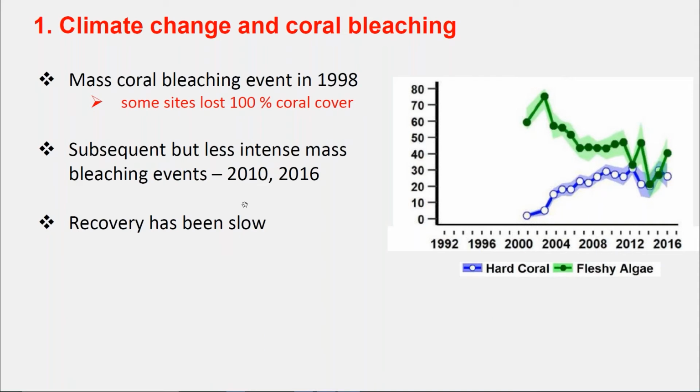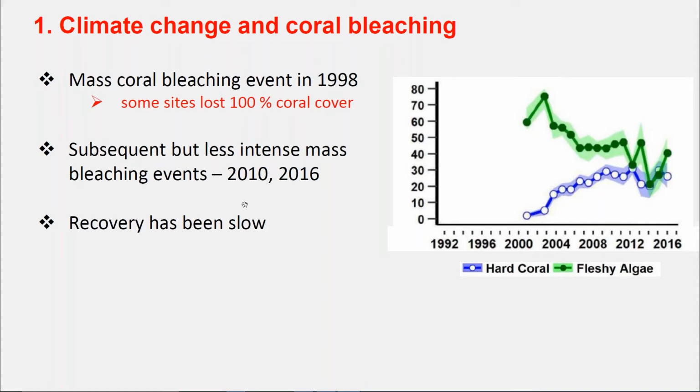I would like to talk through the three pressures one at a time. Climate change in Kenya has been causing coral bleaching, and the most profound bleaching was in 1998, where we had mass coral bleaching killing 50 to 70% of coral communities across the country. And at some sites, we lost almost 100% of coral cover.